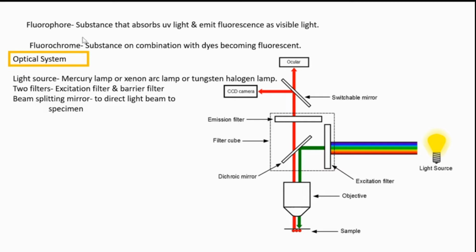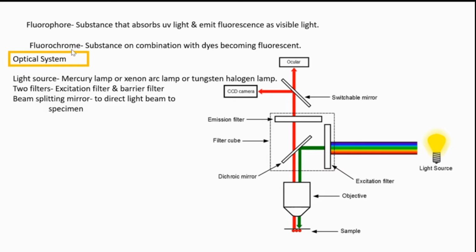Then two more terms we need to understand. What is fluorophore? Fluorophore means a substance that absorbs UV light and emits fluorescence as visible light. There are some substances which can absorb UV light and emit fluorescence in the form of visible light. Such substances are called fluorophores. A substance that absorbs UV light and emits fluorescence as visible light is called a fluorophore.